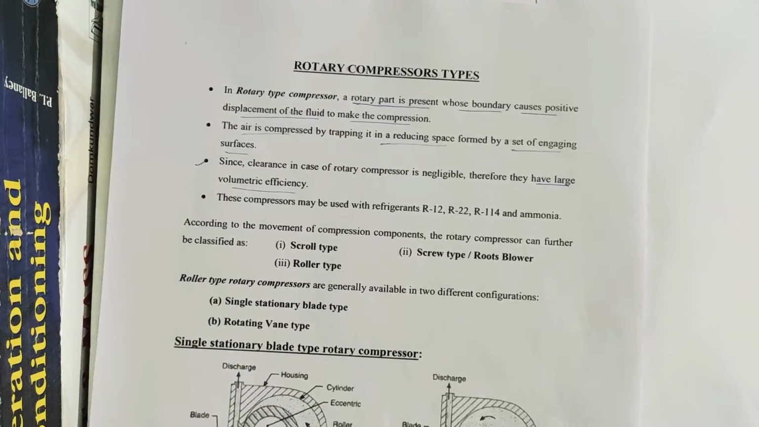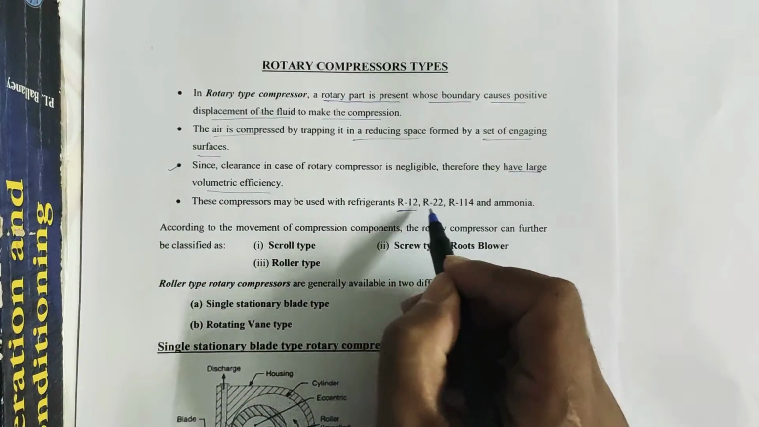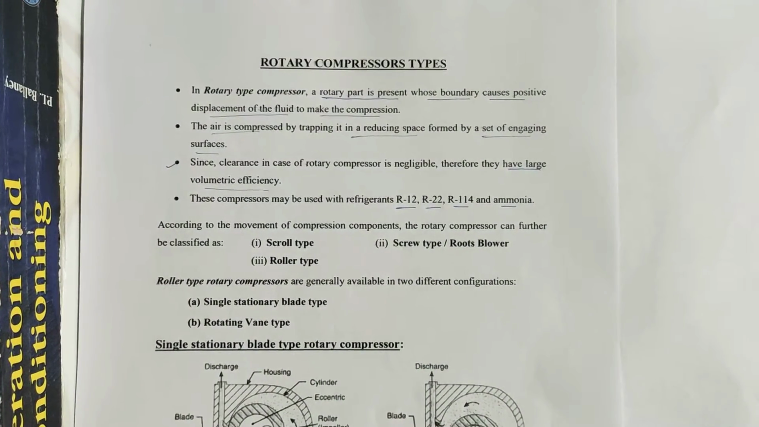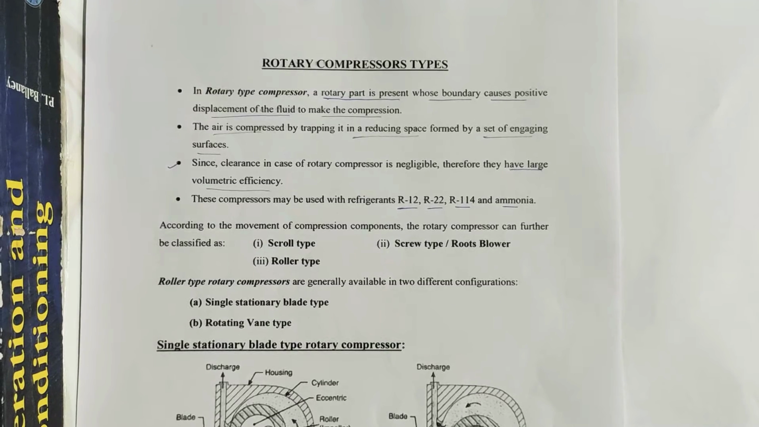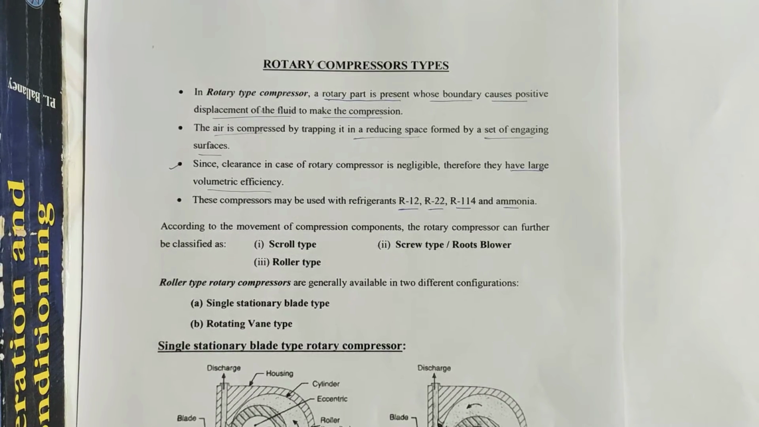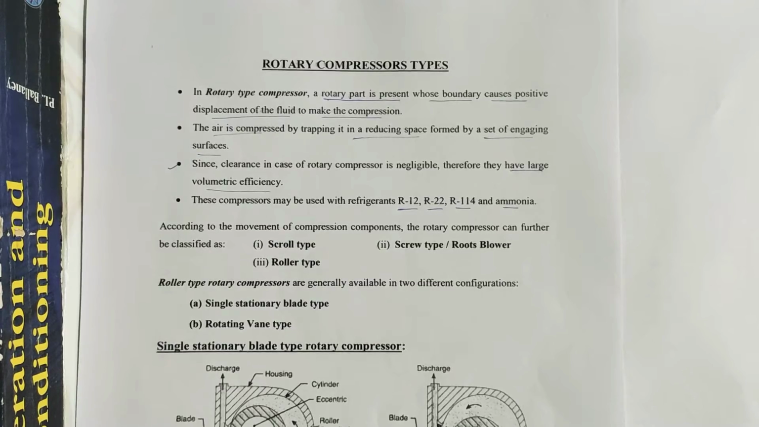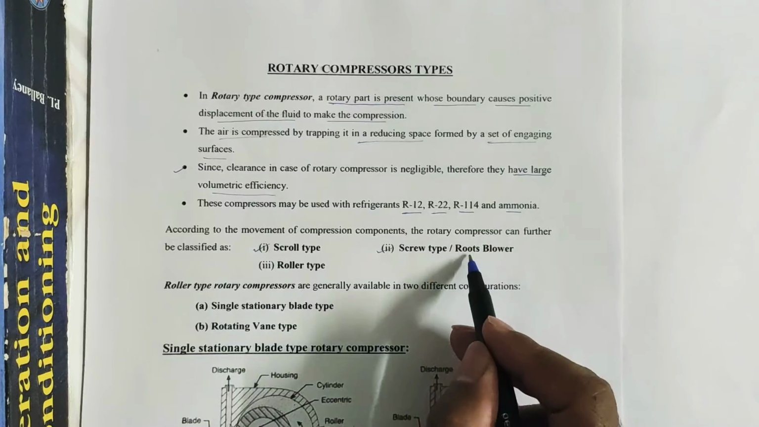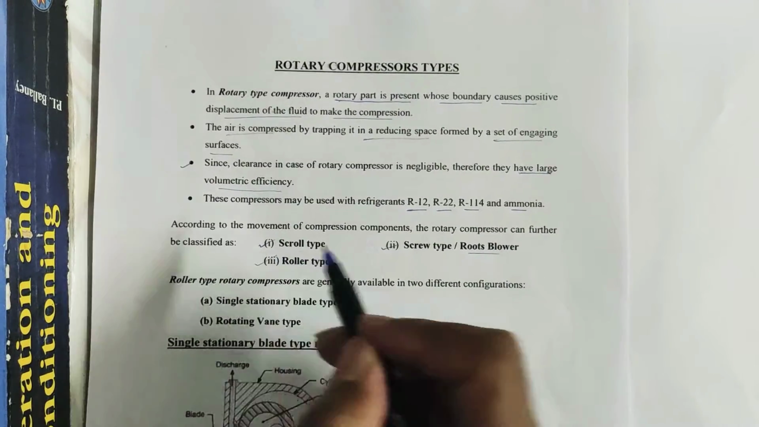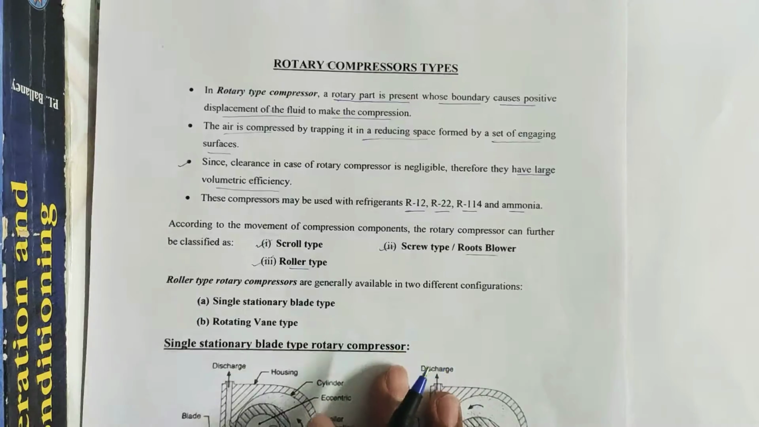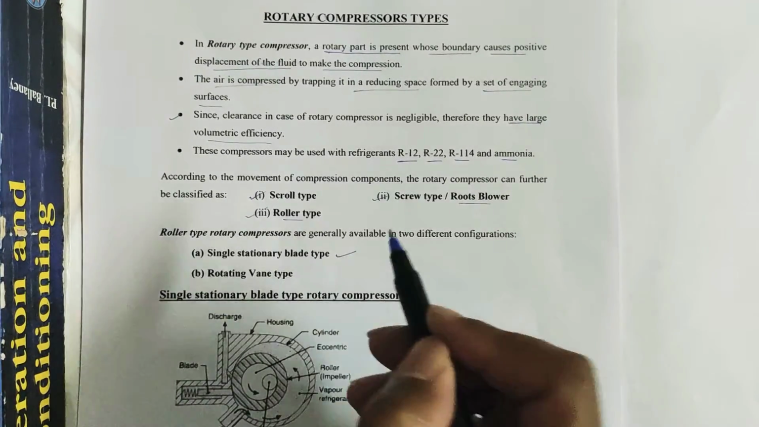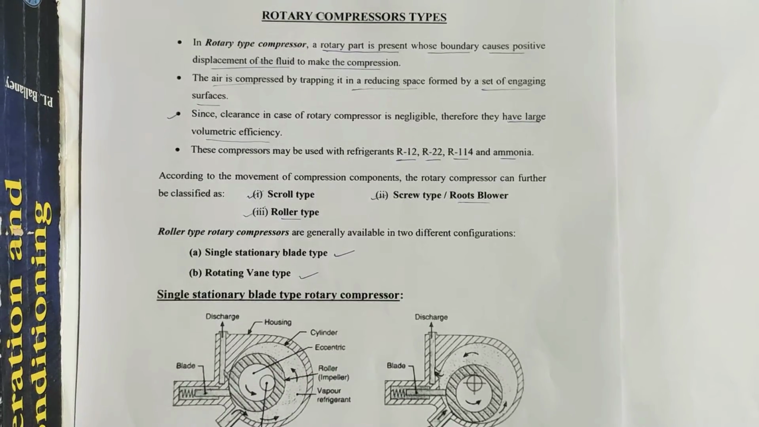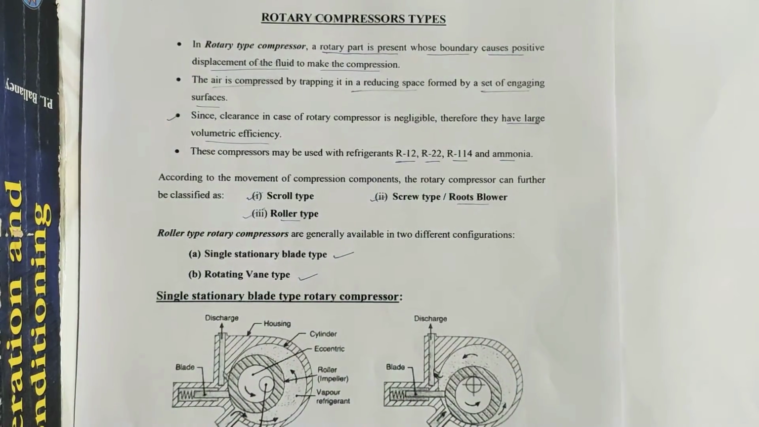Now what type of refrigerant can be used in case of rotary compressor? We can use R12, R22, R114, ammonia as a refrigerant in different rotary compressors. Now according to the movement of compression components, a rotary compressor is again subdivided into various categories. It may be scroll type, it may be screw type, that is also known as roots blower, it may be roller type, and this roller type is again subdivided into two categories: single stationary blade type and rotating vane type. So today we will discuss all these categories one by one.